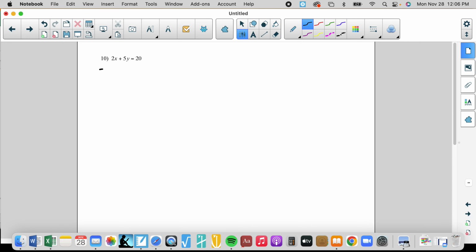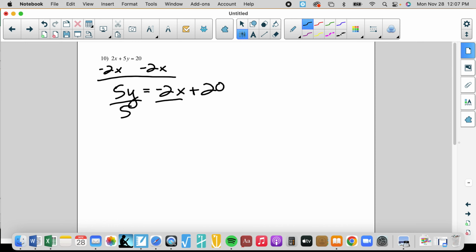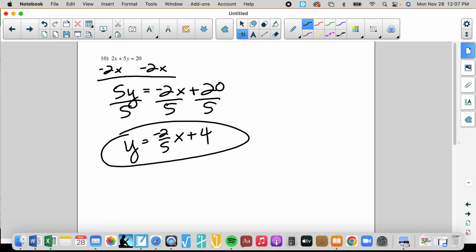So number 10, we're going to subtract 2x. Don't subtract -2x. That would be wrong. That leaves us with 5y equals -2x plus 20. We'll divide everything by 5. Y equals -2/5 x plus 4. We can reduce 20/5. Always simplify fractions.